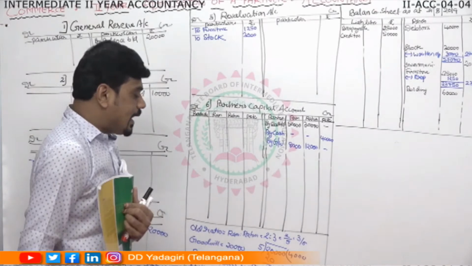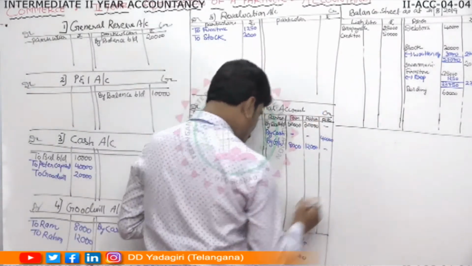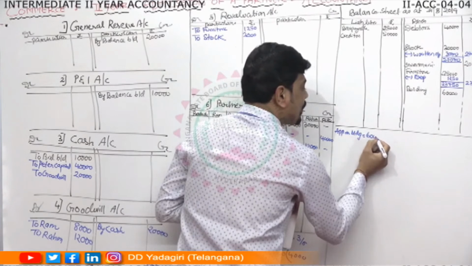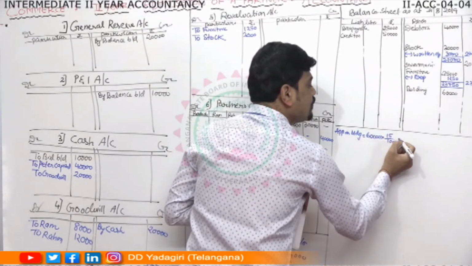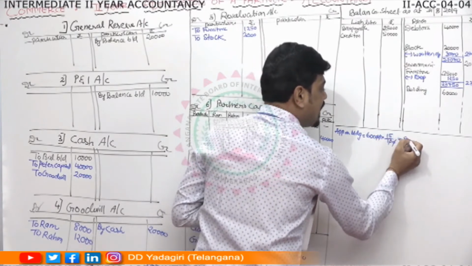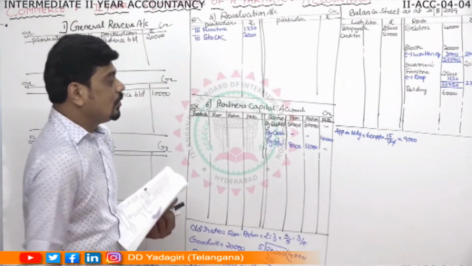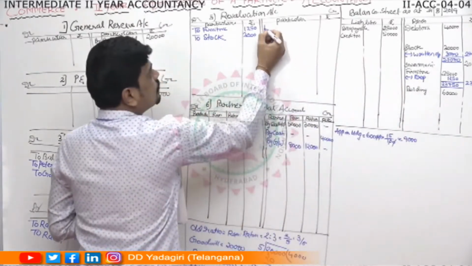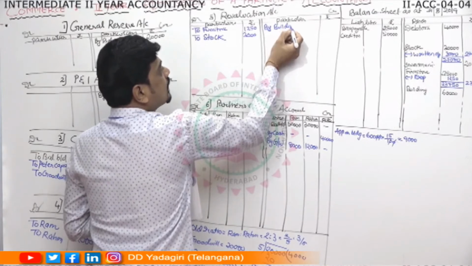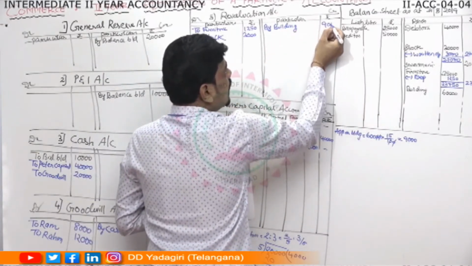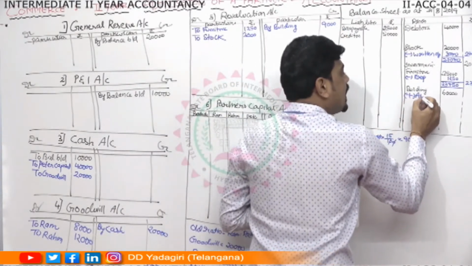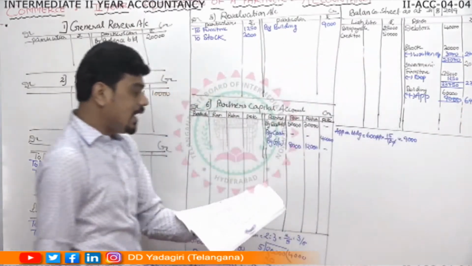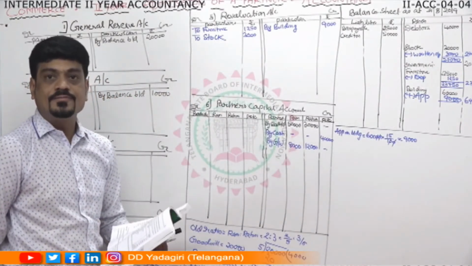Then appreciate building by 15%. So appreciation on buildings. What is the building value? 60,000 into 15%. 0 cancel. 15 6s are 90. 9,000 is the building appreciated. So I'll go to revaluation account by building. How much is building? 9,000. Then I'll add appreciation 9,000. 69,000 here.